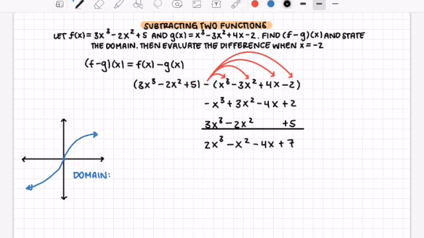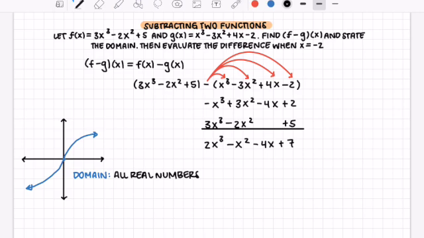So I know that any of our x values can be positive or negative, which means that we get a domain which is all real numbers. Doesn't really matter what number we choose.